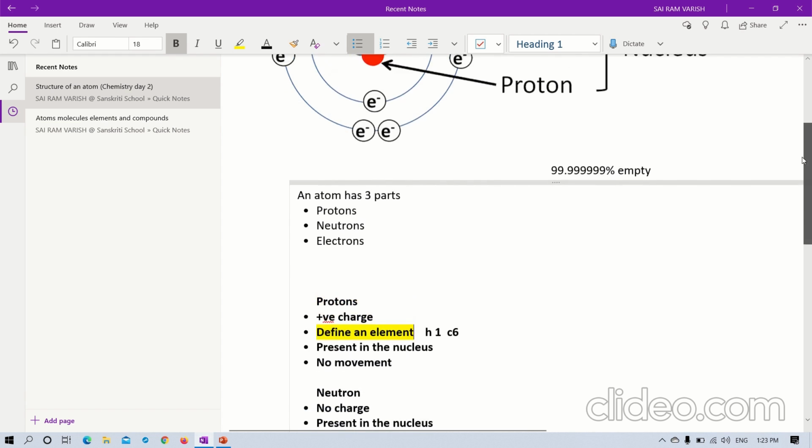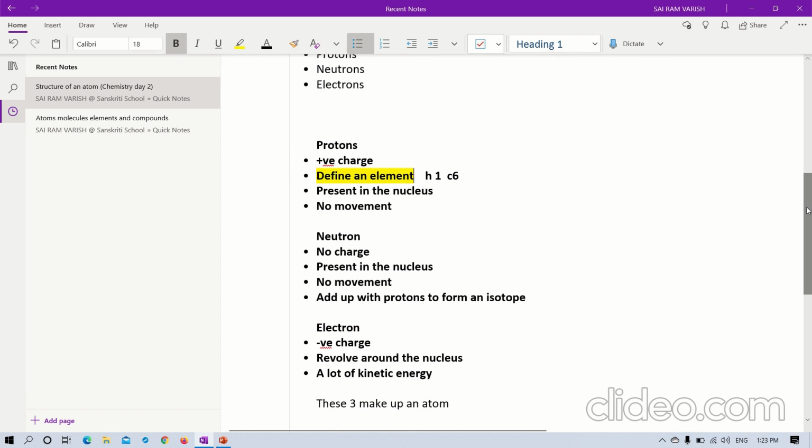So the protons have a positive charge, and they define an element. The number of protons in an atom is the atomic number of that element, as we have seen. They are present in the nucleus and have no movement. Next comes the neutron. The neutron is also present in the nucleus and it has no charge. Like the proton is a charged particle, a positively charged particle.